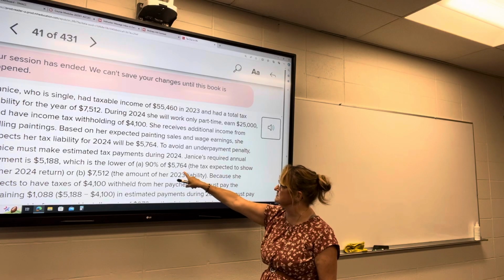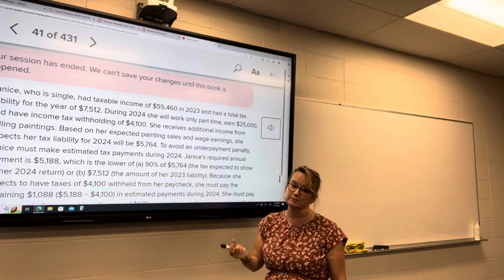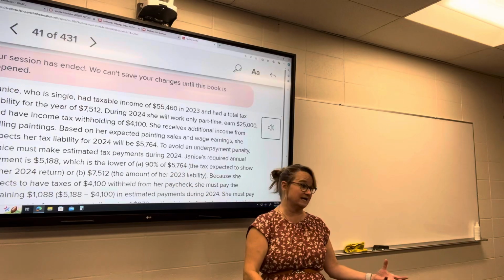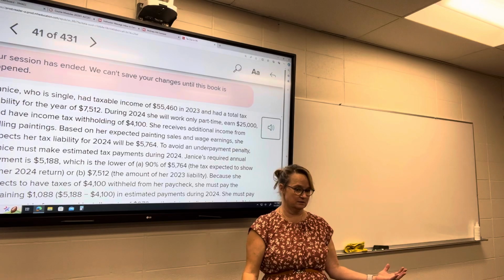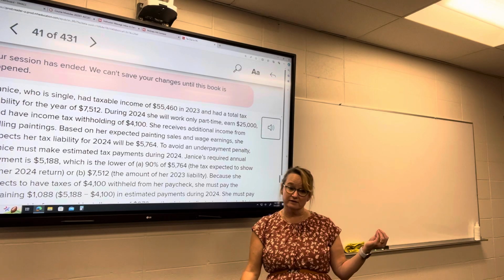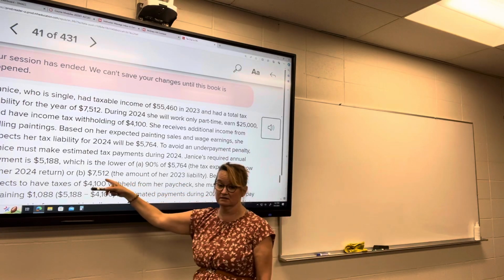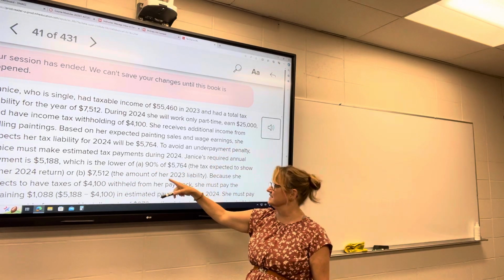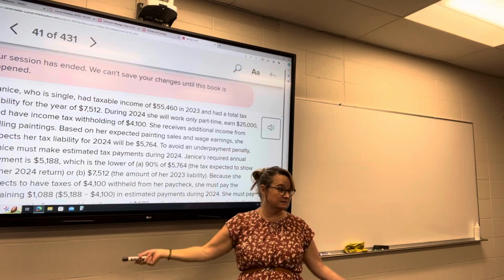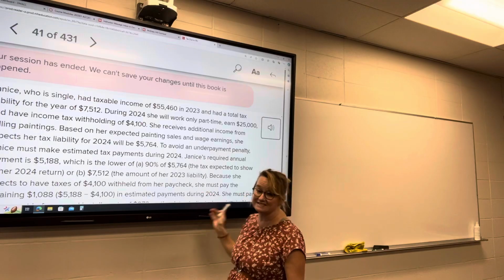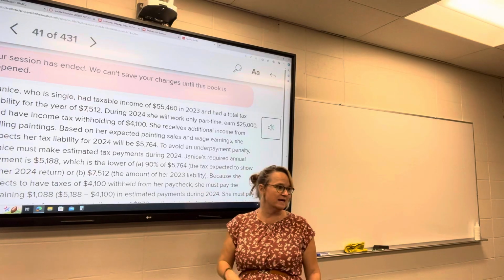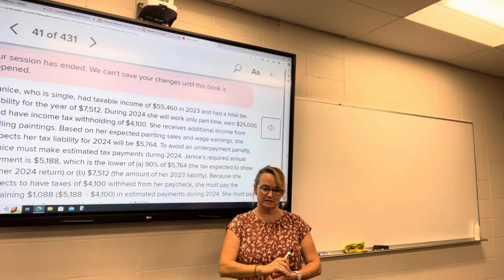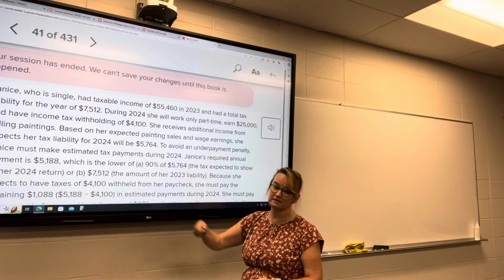So as long as she pays in that $5,764, now keep in mind, that's still an estimate. That $5,764 is how much she thinks she's going to earn. So to really be safe, if she's got the money, she should probably pay this in. Because if it turns out that it's actually higher, like say she sold a bunch of paintings and her liability was actually $10,000, well, now she doesn't get the benefit of that safe harbor. She's outside of the safe harbor if she's only paid in $5,764.